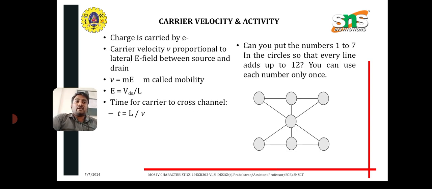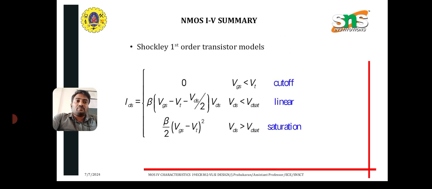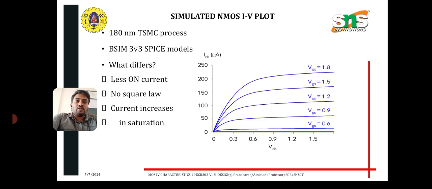Carrier velocity and mobility. Carrier velocity v is proportional to the lateral E field, capital E, between source and drain. v equals mu E. Mu is nothing but the mobility. The NMOS linear, this is already discussed. Example.